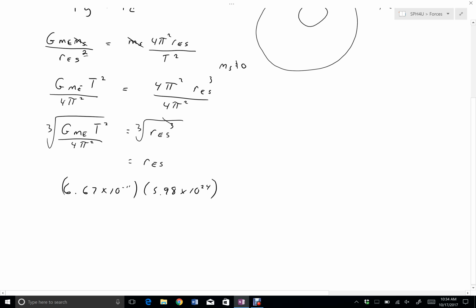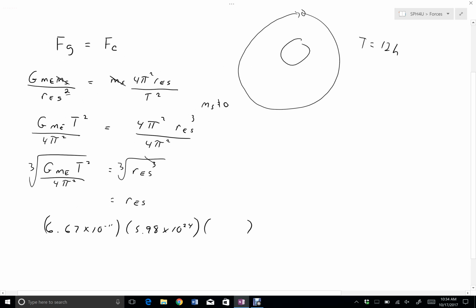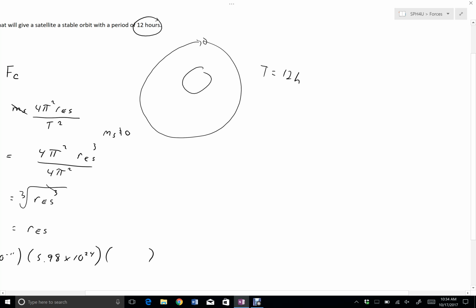So that's G, the universal gravitational constant, mass of the Earth, times the period squared. Oops, I forgot to do that. It's 12 hours. We need that in seconds, right? Because that's our standard unit for time. So we're going to convert hours to minutes, and then we'll convert minutes to seconds. In 1 hour, we have 60 minutes. In 1 minute, we have 60 seconds. And so 12 hours in seconds is 43,200. So that's how many seconds there are in 12 hours.